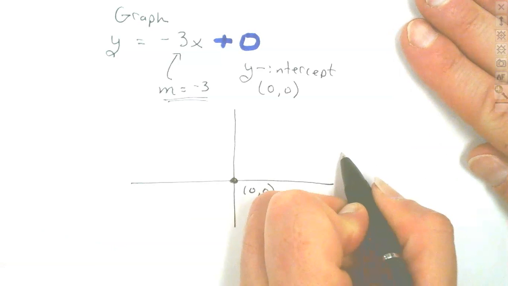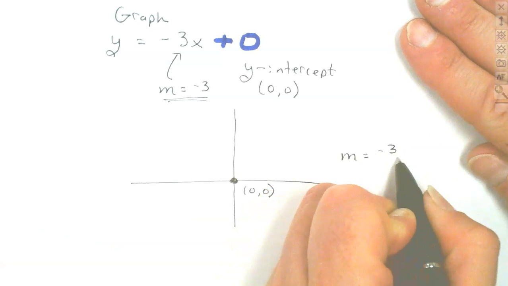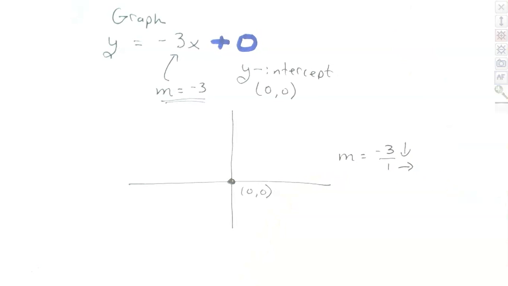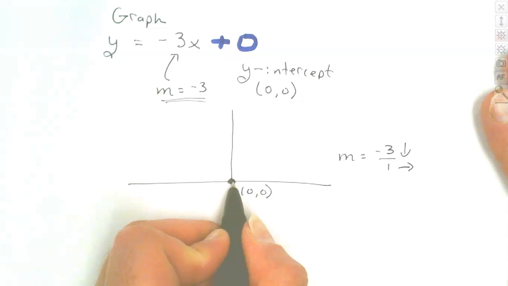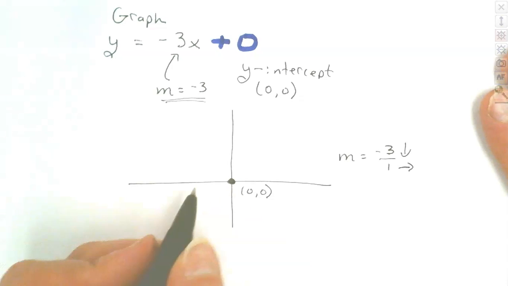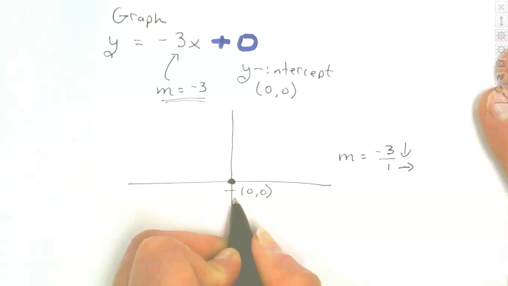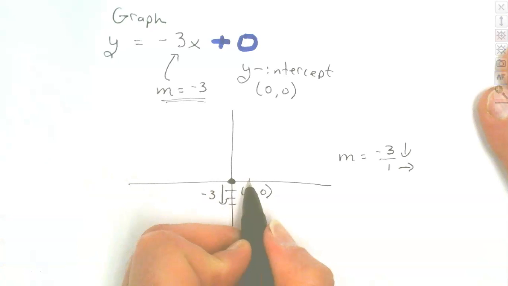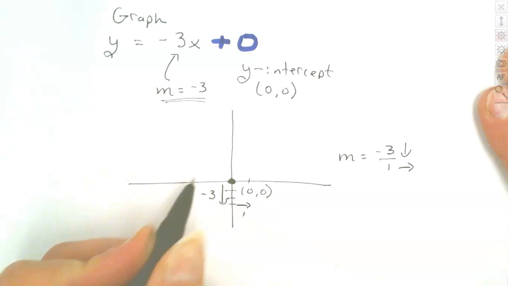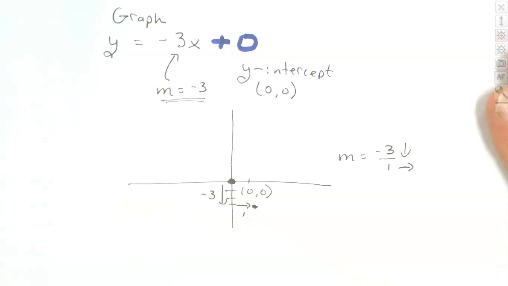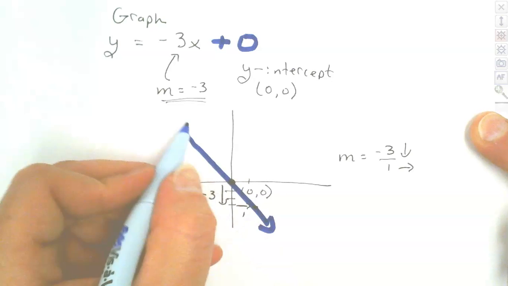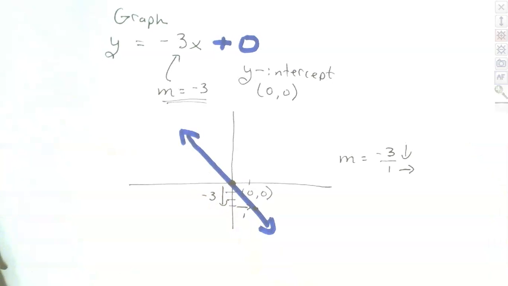Our slope is a negative 3 over 1. So we're going to go down 3 and over 1 unit. So from our starting point at 0, 0, we go down 3. And then we go over 1. Make our new dot. There is our graph. And we need to find the domain and the range again.